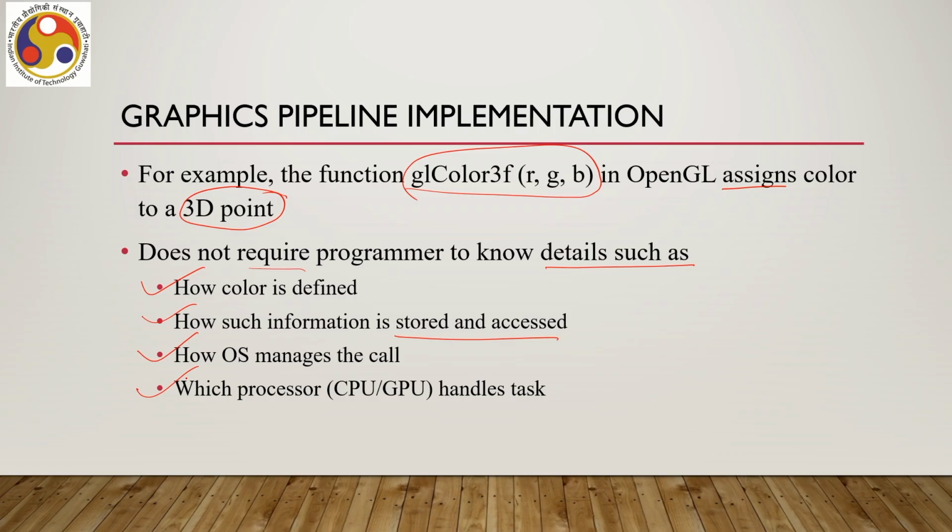Another piece of information required is which processor handles the task, whether CPU or GPU, and accordingly which instructions need to be executed, but the programmer does not need to know all these details. He can simply use this function, and the function takes care of all these details and returns the desired color to the programmer, that means to the application in which the programmer is calling the function.